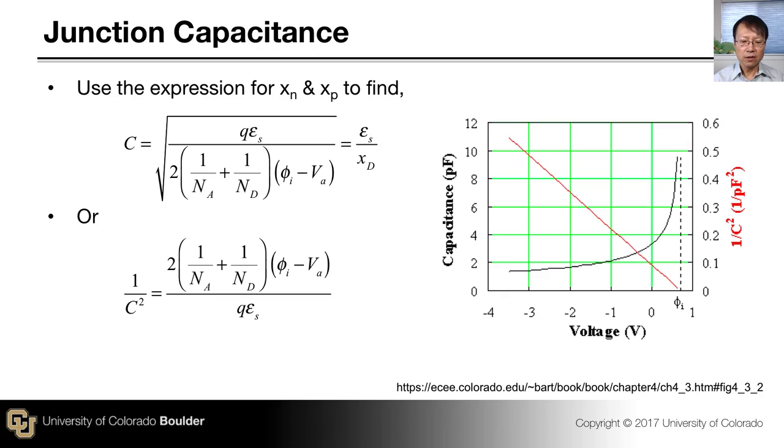Now, in this case, the doping density is kind of convoluted. You get 1 over N sub A plus 1 over N sub D. So you don't get the individual doping densities on the N side and P side, but you get something that contains both.